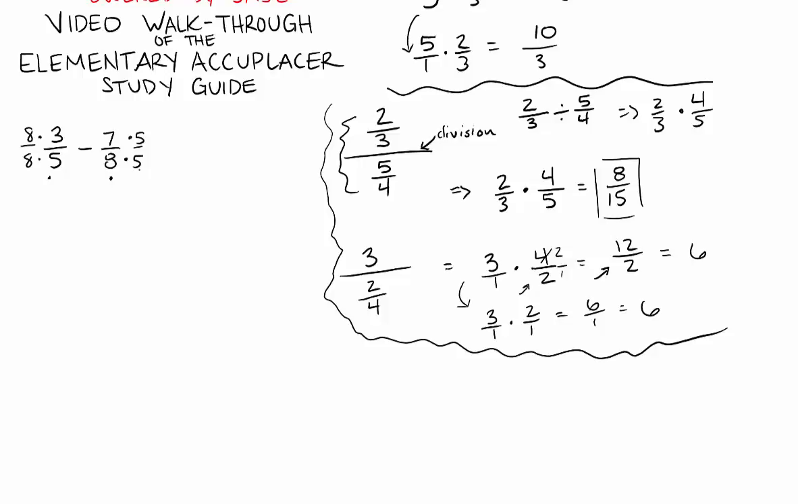All right, so now let's see what that comes out to be. 8 times 3 is 24 over 8 times 5 is 40, minus 7 times 5 is 35, over 8 times 5 is 40. Well, now we have the same denominator, and it's called a common denominator. And that's the easiest way to get that, multiplying the two denominators by each other.